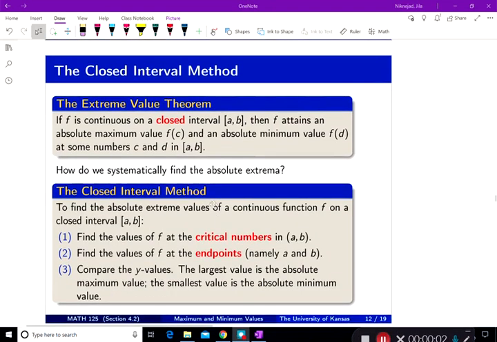Now let's talk about the closed interval method. What we had with the extreme value theorem was explaining to us that if f is continuous and the interval is closed, then f over that interval has a maximum value f of c and a minimum value f of d at some c and d within that interval. So this gives us some idea.